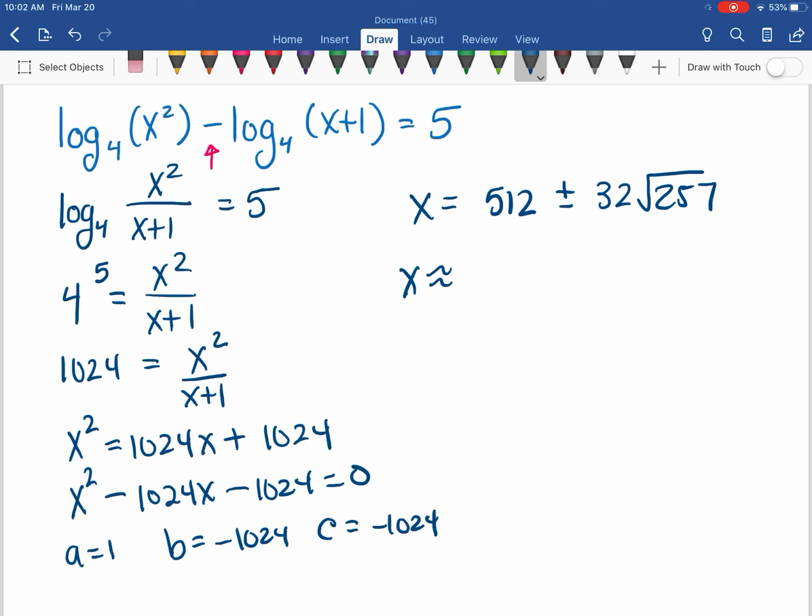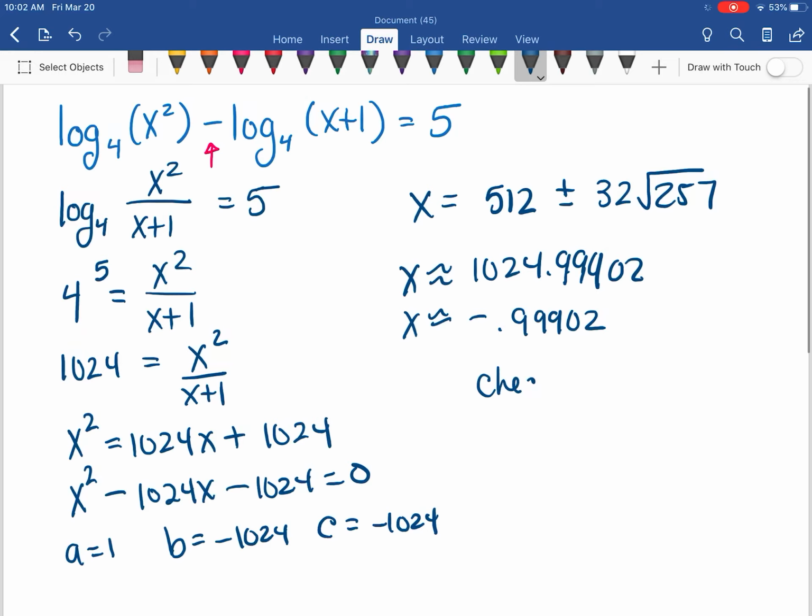Now, if I write this as a decimal approximation, I'm going to get 1024.99902. And the other decimal approximation would be negative 0.99902.